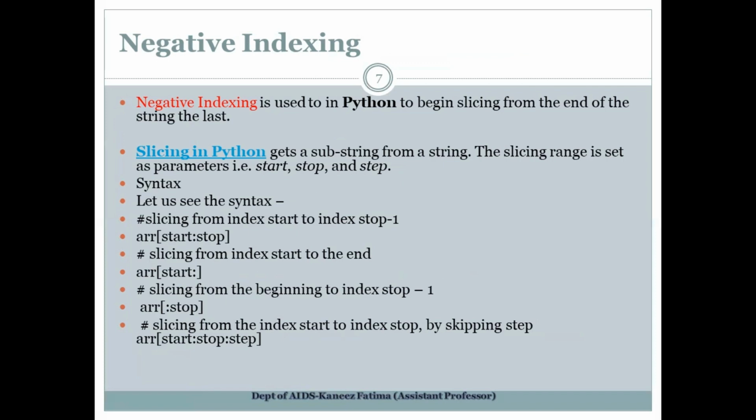Slicing gets a substring from a string. The slicing range is given as parameters, that is start, stop, and step. That is how much slicing you want to do. Slicing is like cutting the edges from one part to the other part.